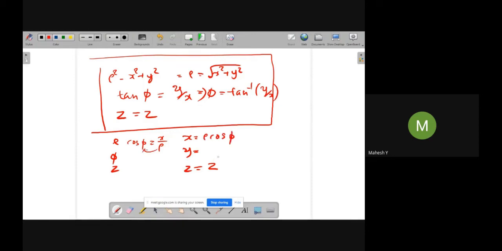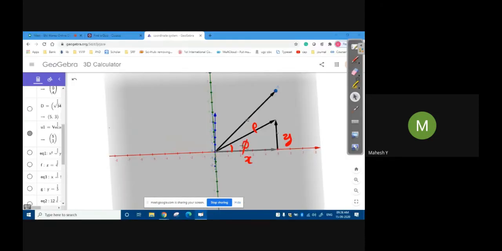Correct. Then y. How to find the value of y? I want the relationship between y, rho, and phi. Opposite, hypotenuse, and phi. Which parameter do I have to consider? For adjacent, we have used cos. So yeah, very good. Sin phi. So what is sin phi?